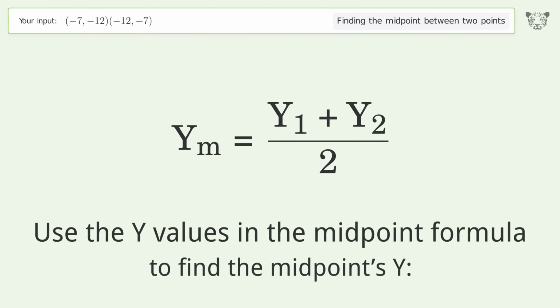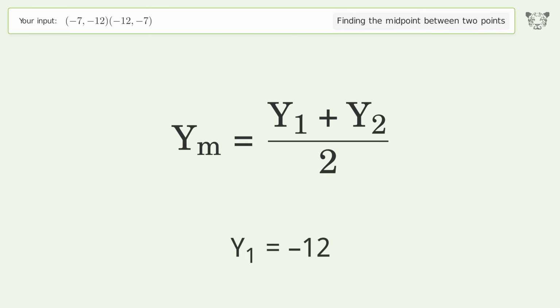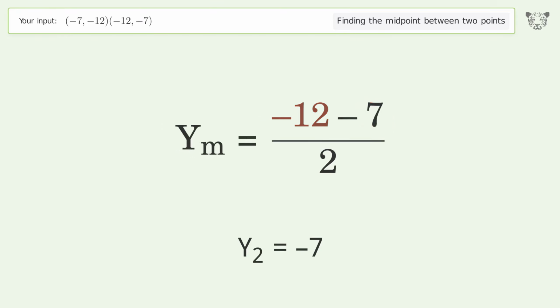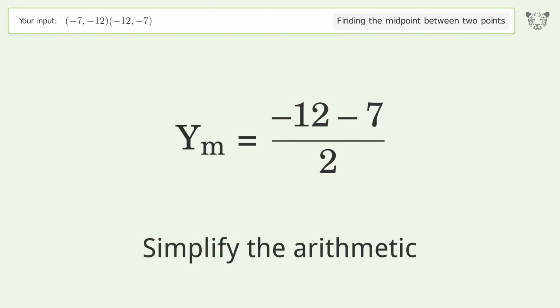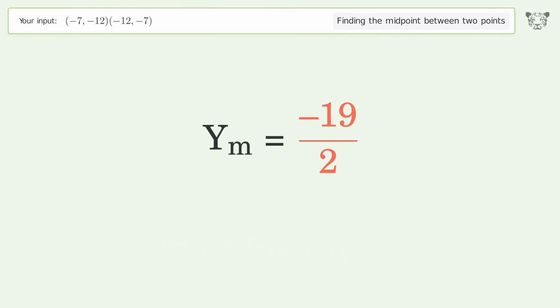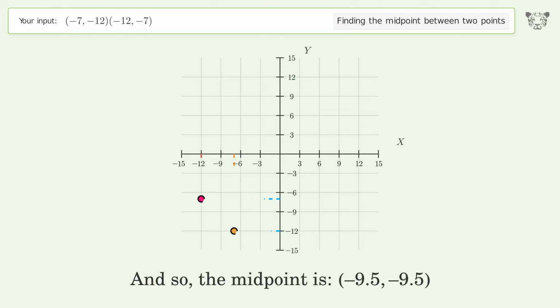Use the y values in the midpoint formula to find the midpoint's y. y1 equals -12. y2 equals -7. Simplify the arithmetic. And so, the midpoint is -9.5, -9.5.